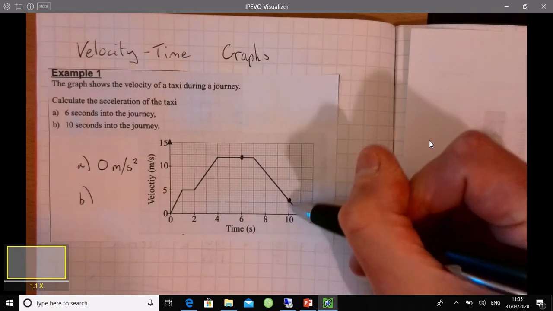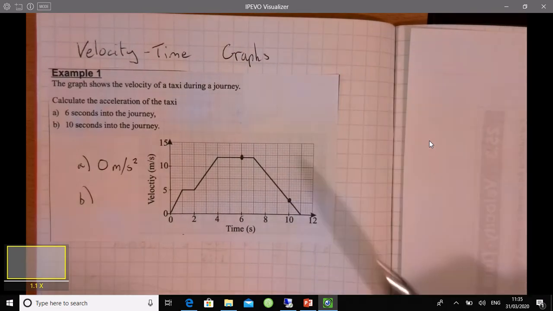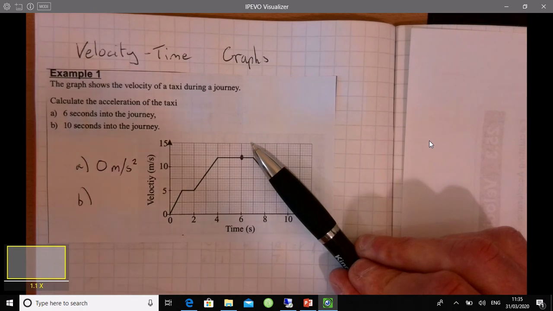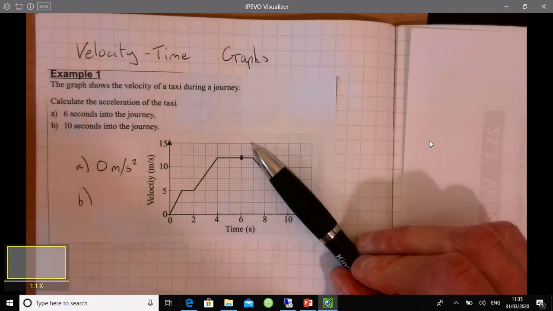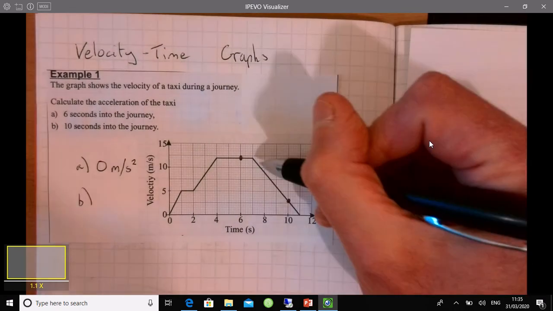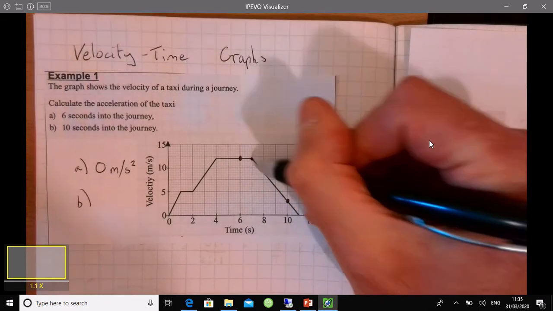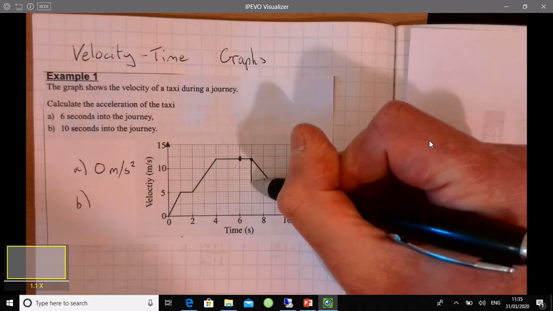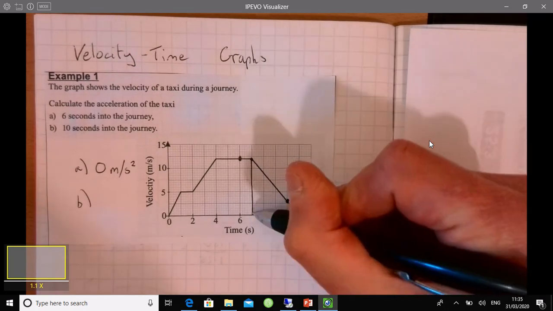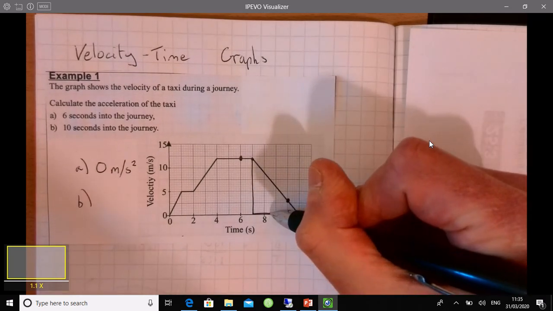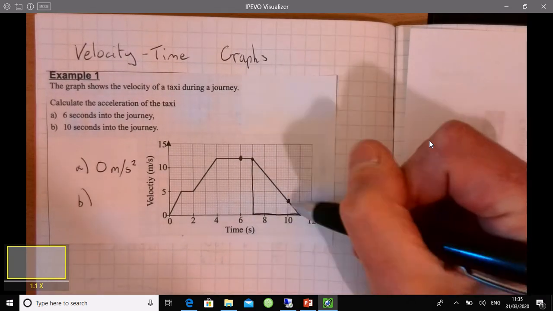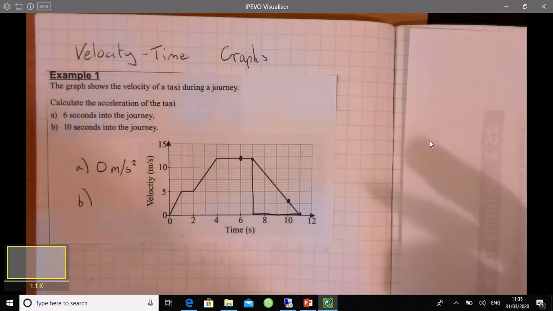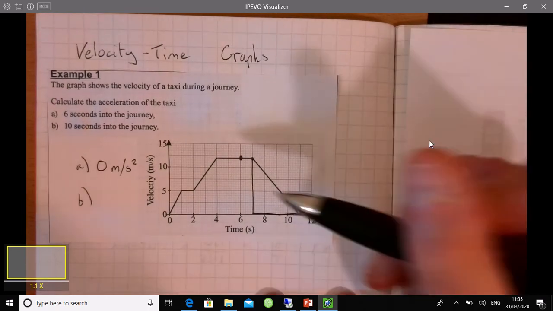And part B, what's the acceleration 10 seconds into the journey? So here's 10. In other words, what we want is the gradient of this line just here. The easiest way of doing that is to look at this as one section. We just have a triangle. We're just working out the gradients, all those gradient skills coming into play. You can see the answer is going to be negative. So looking at this here, we're going to come down.